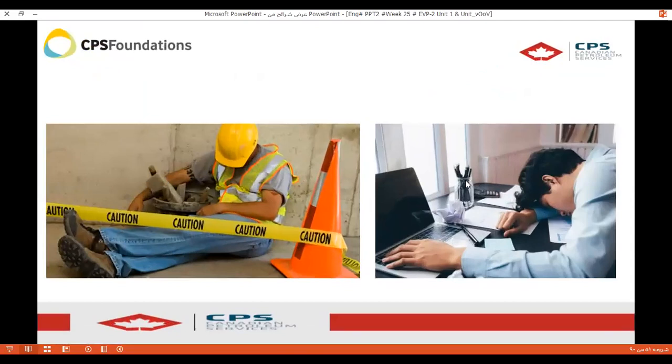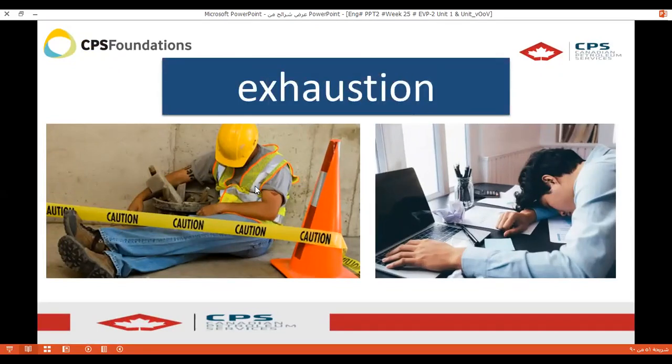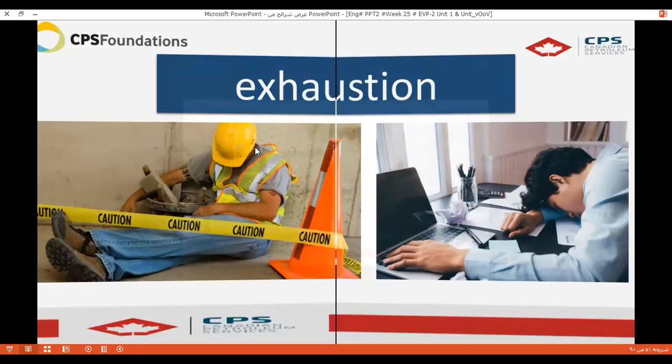As you see, they are sleeping. They are very tired. They are exhausted. Exhausted, or this is the noun, exhaustion. Exhausted is the adjective. Exhaustion is the noun. Very, very tired. The state of being so tired is exhaustion.